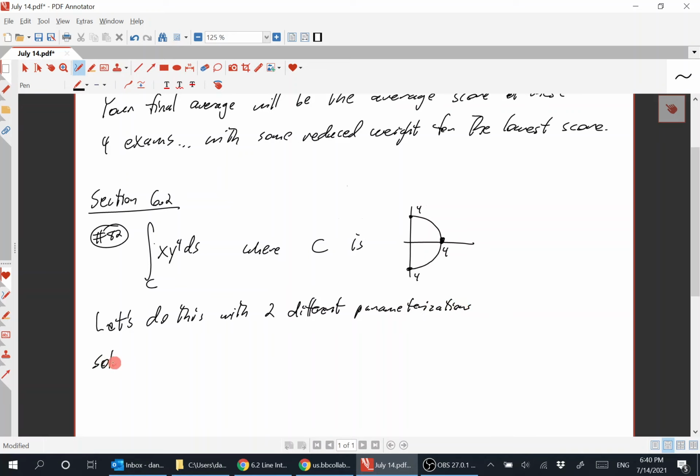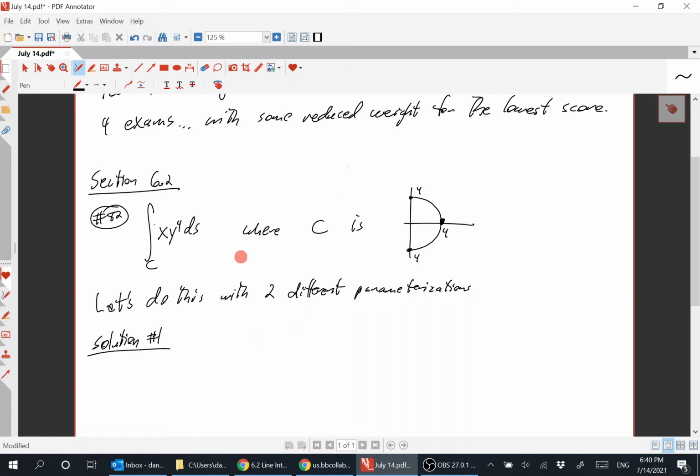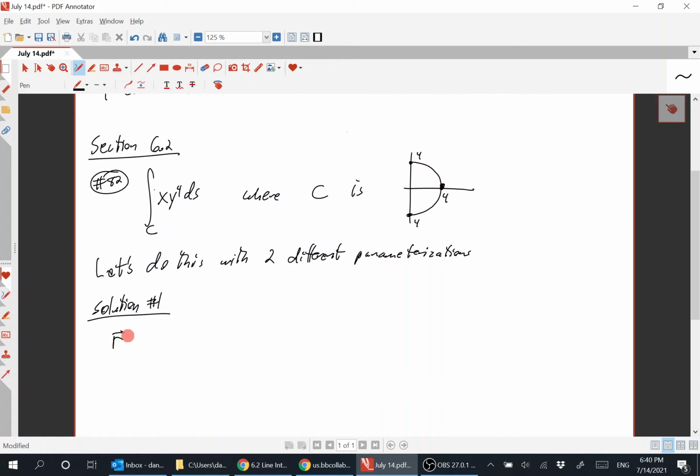Solution 1. The obvious thing to use for a circle of radius 4 is 4 cosine t, 4 sine t, for minus pi over 2 less than or equal to t less than or equal to pi over 2. That is the definition of sine and cosine: they're the x and y coordinates on the circle of radius 1 for angle t. But if it's radius 4, you just multiply by 4. So that's r of t.